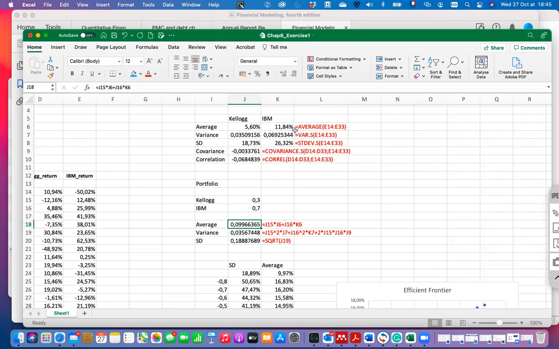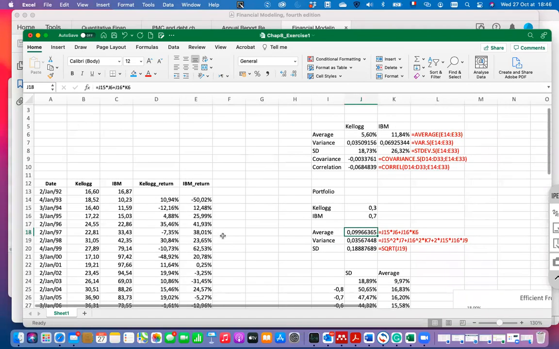Now, IBM, for example, here is offering a higher return by, let's say, by 2% almost, right? But at the same time, IBM is exposing you to higher risk, 26% instead of just 18%. That's why this mix between Kellogg and IBM is very beneficial for the investor. Okay, any question, guys? I was trying to find the optimal weight for these companies to obtain maximum return.